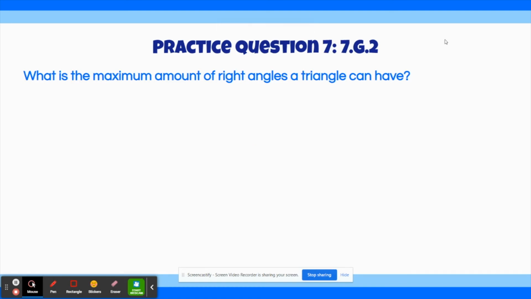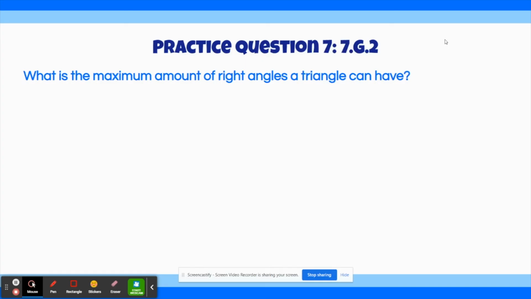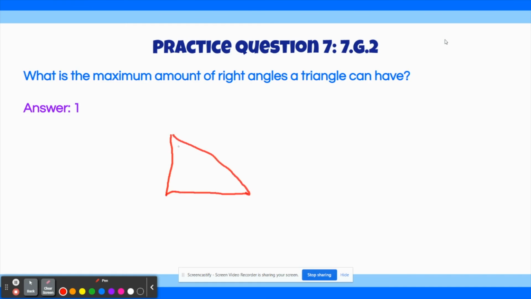Alright, the final practice question of this video says, what is the maximum amount of right angles a triangle can have? The correct answer to this question is 1 right angle. So if we think of a triangle, we know that all of the degree measures have to add up to 180. So if this is A, this is B, and this is C, A plus B plus C has to equal 180.